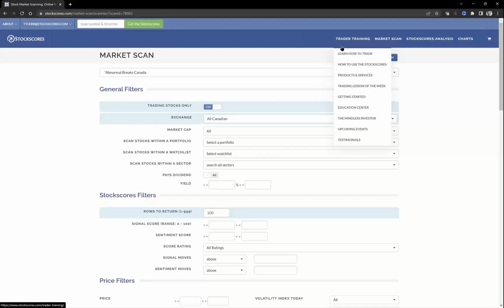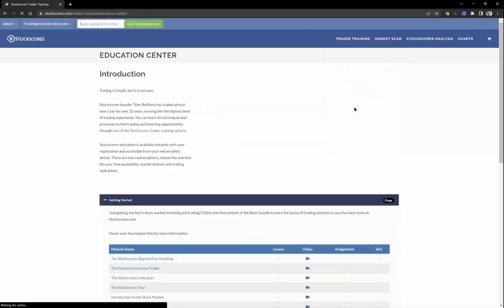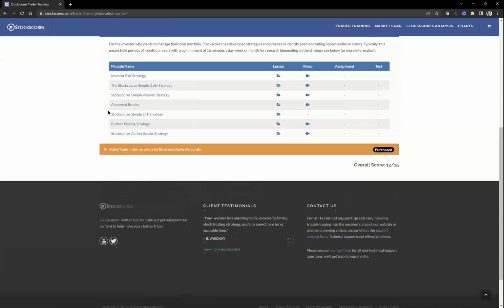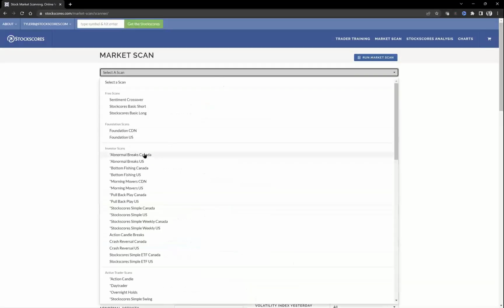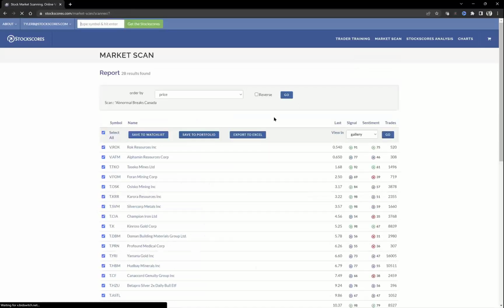I don't have to know how to set up the market scan tool. But that lesson on what that strategy is is in the Education Center. I go down to Investor, and you'll see Abnormal Breaks right there. And the only thing that differs between the Canadian and the US version is liquidity. For the US market, we have a higher threshold for how actively the stock trades. Other than that, they're the same scan.